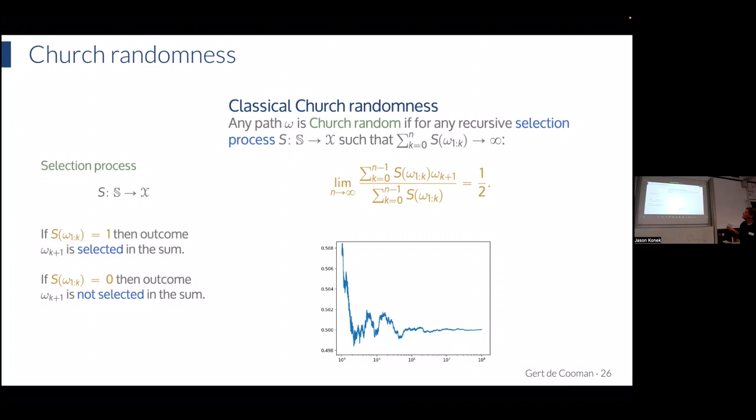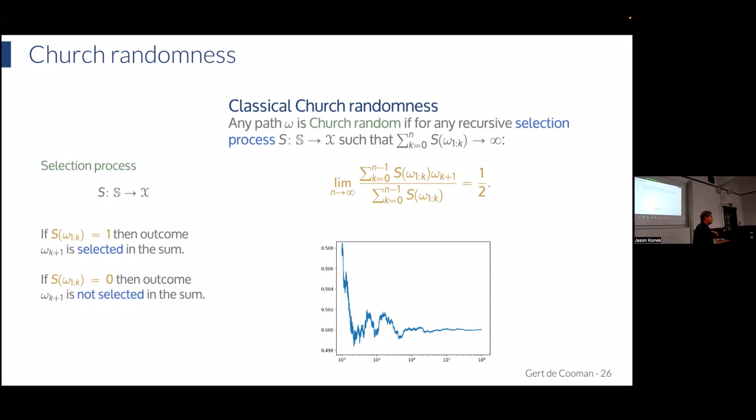So omega is my path. The value of omega at time k plus 1 is either 0 or 1. And assume that S is 1 everywhere. So what I'm doing is I'm summing all the 1s, and I'm dividing by n. If S is 1 everywhere, then I get the relative frequency of 1s. I just sum all the 1s that I get in a sequence of length n, and I divide by n. So it's the number of 1s divided by the total number of experiments that I've done. So it's the relative frequency of 1s along that path omega.